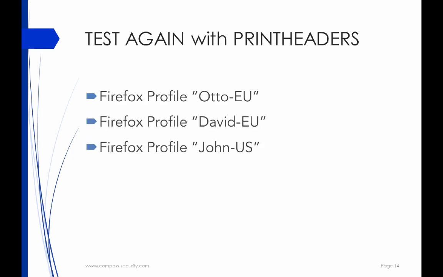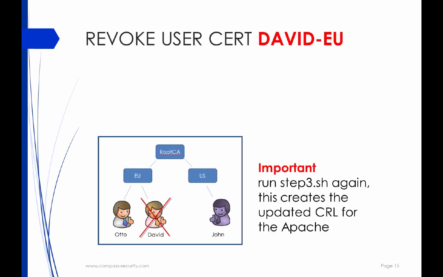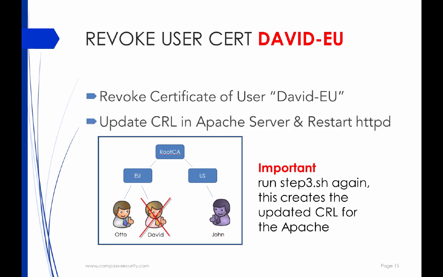Okay, now I would like to revoke a user certificate. I have chosen to revoke the user certificate of the David EU. After I have revoked the user certificate, I will rerun the step 3 script because it will recreate the whole certification revocation list for Apache, and I need to restart Apache afterwards as well.